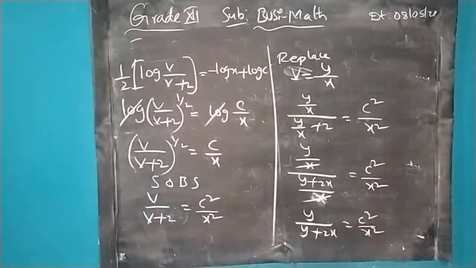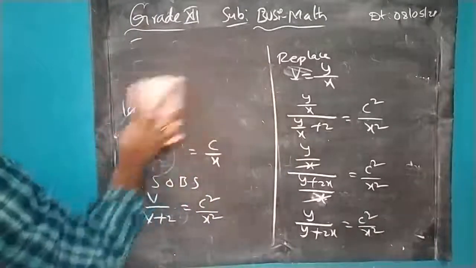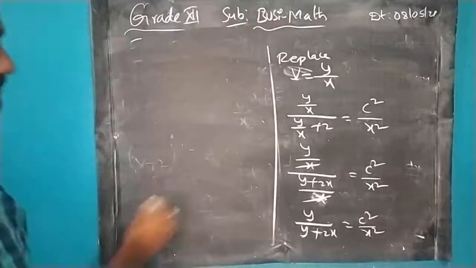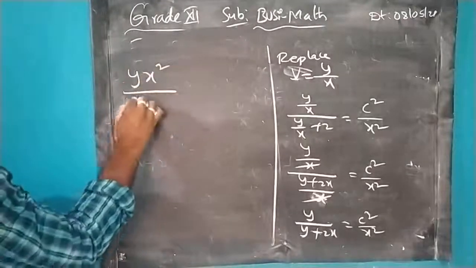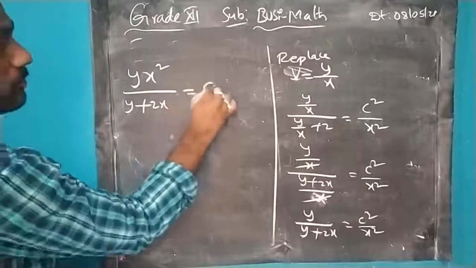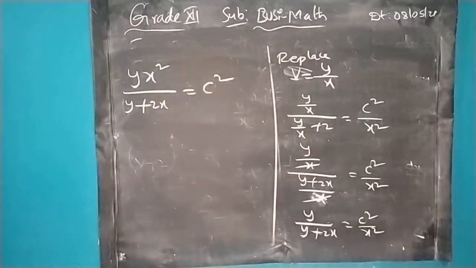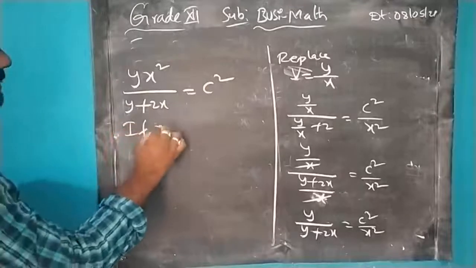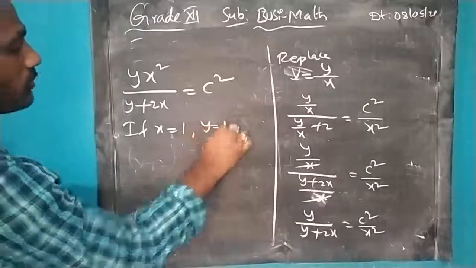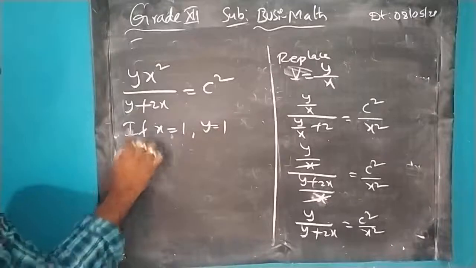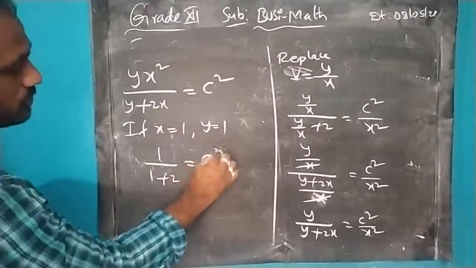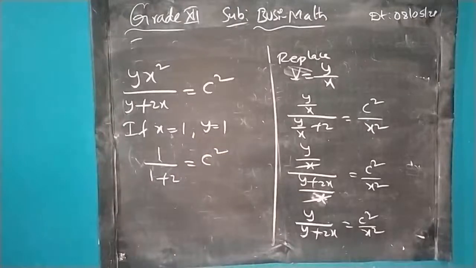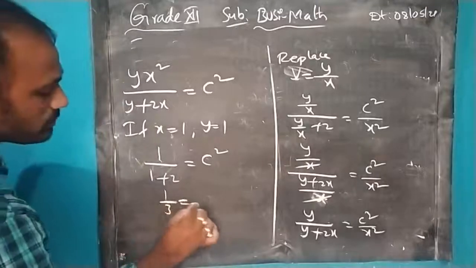Now we got it as y x square by (y plus 2x) is equal to c square. Now in the question it has been given that if x is 1, y is also 1. So what will be the answer here? x is 1, y is 1 means in the numerator 1 by (1 plus 2) is c square. So it will be 1 by 3 is equal to c square.